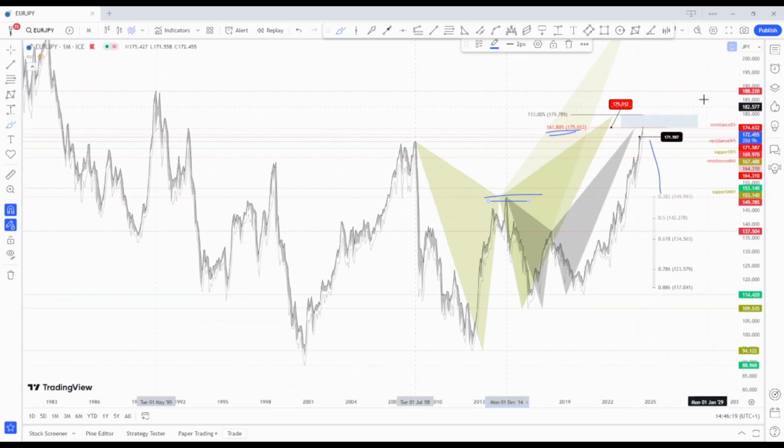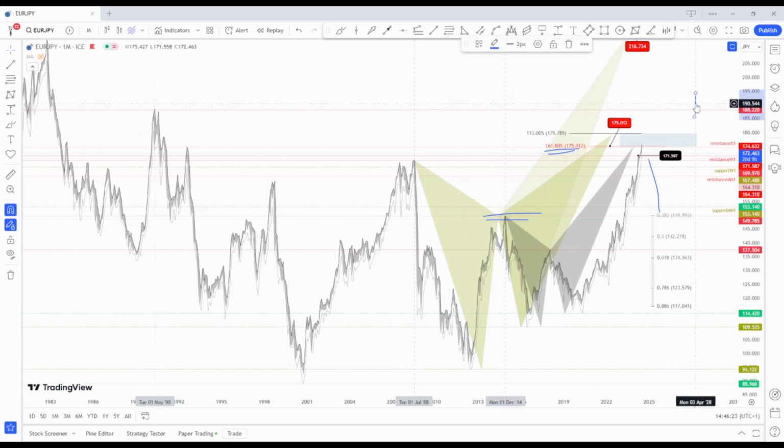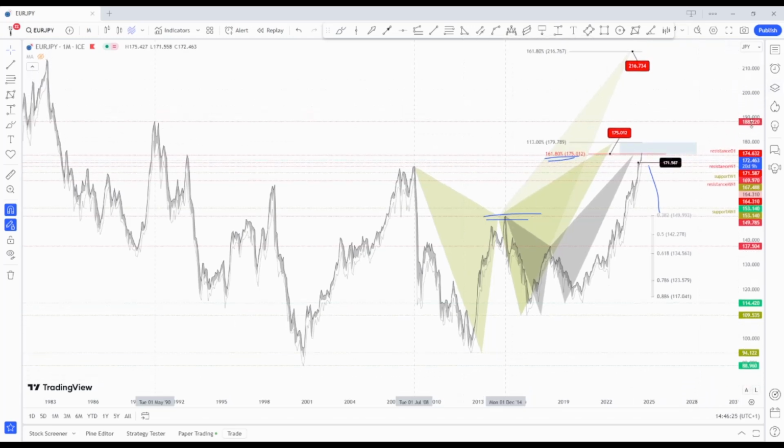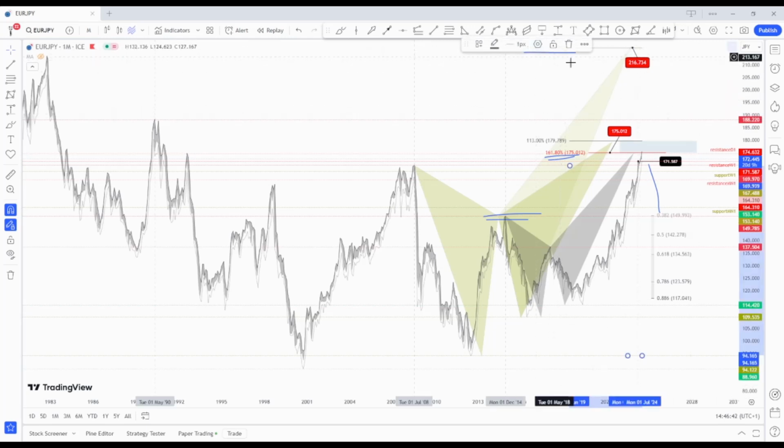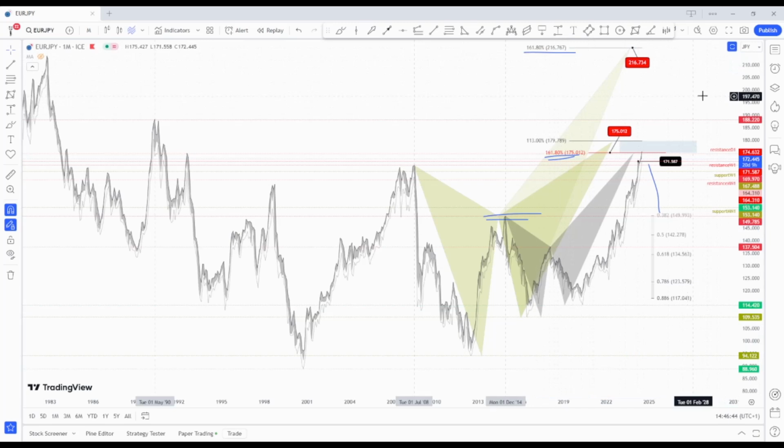The very same situation happens here. If the price can't print that pullback expected for the pattern, we may see the price squeezing higher, and the next levels to pay attention to will be the golden Fibonacci extension level at 216.76 or 73, the golden Fibonacci extension level.